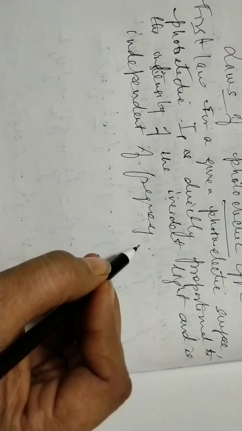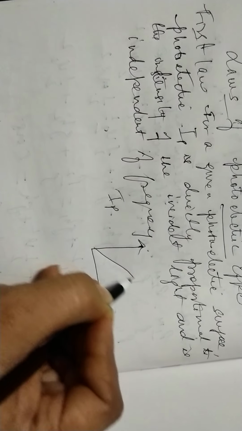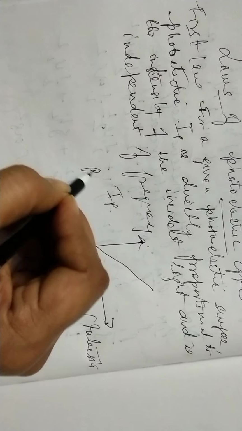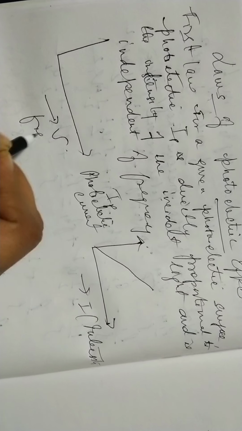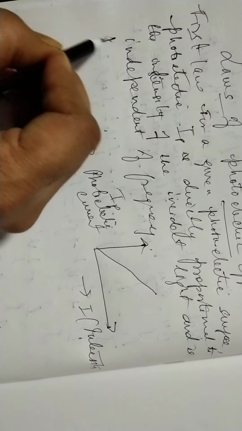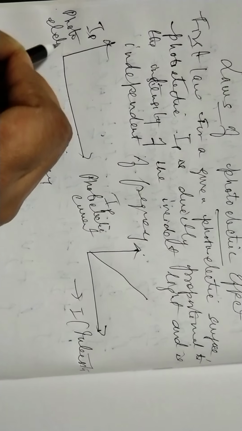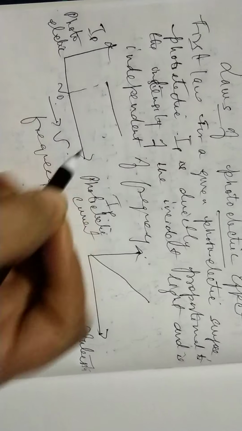Okay, so if you are plotting a graph between the photoelectric current and the intensity, you get a straight line. And suppose you are plotting a graph between the frequency and the photoelectric current I p, you get a graph like this. It is independent, and this nu naught is what?